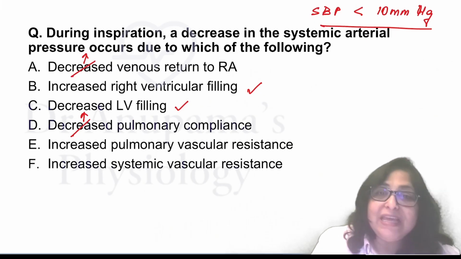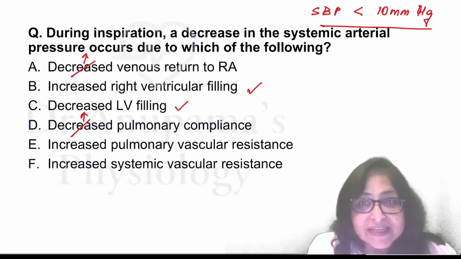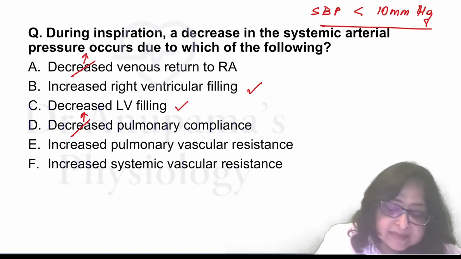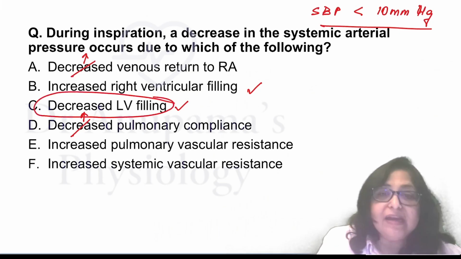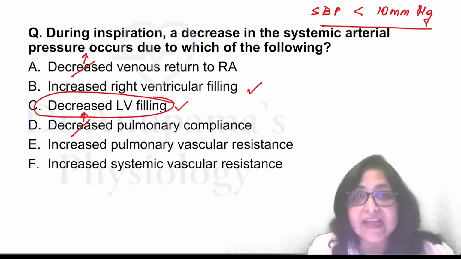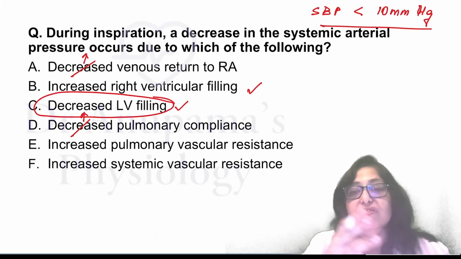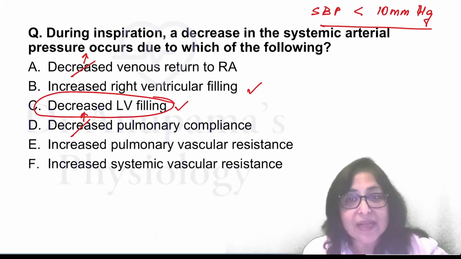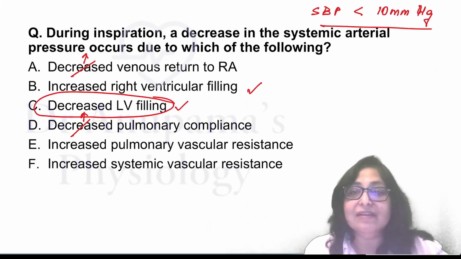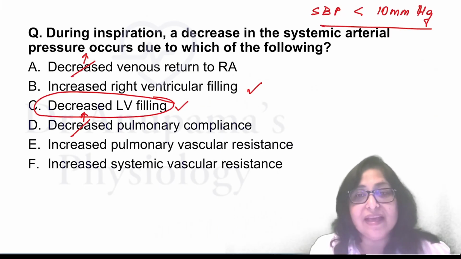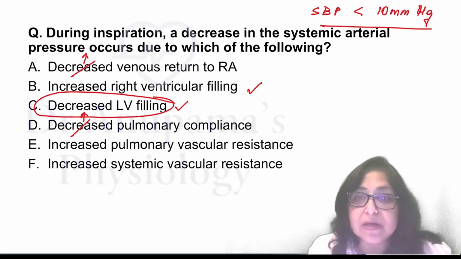So out of B and C, what is going to be my better answer? The better answer is a decreased left ventricular filling. That is the main reason why there is a decrease in the stroke volume and a decrease in the systolic blood pressure during inspiration, but this decrease in the SBP has to be less than 10 millimeters of mercury.